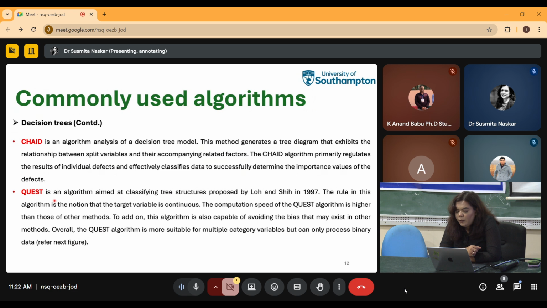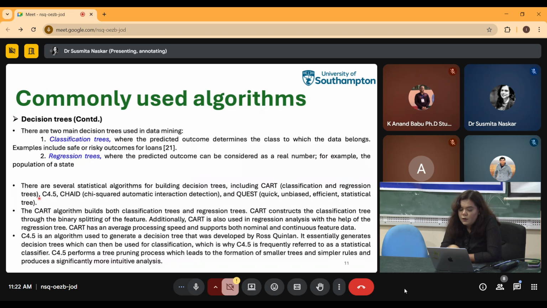Now if you look into all of these algorithms, you can see that the QUEST algorithm works well with multiple category variables, but is primarily limited to the processing of binary data. So that's one of its disadvantages, or you could say limitation. It is especially effective when you need a very fast and unbiased classification, which makes it a very good alternative to more traditional algorithms like the first two, which are CART and C4.5.